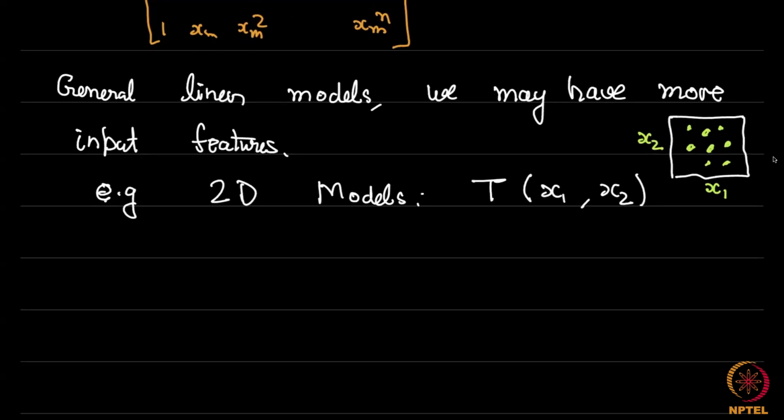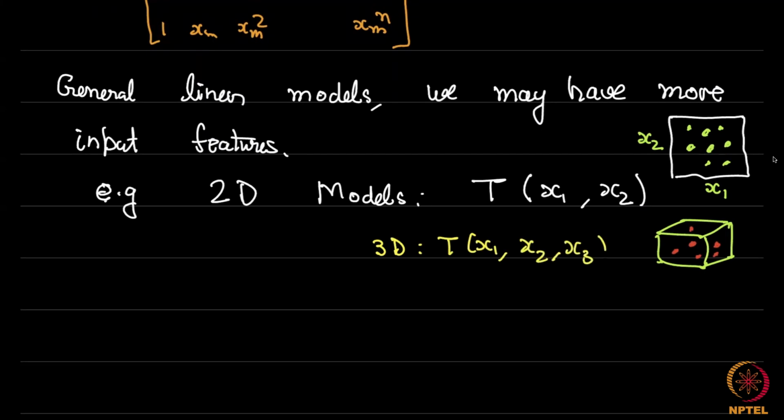And of course, three-dimensional. Let's say you have some semiconductor, a chip, and you want a temperature model within there. Of course, now it is going to be a function of three variables. So in 3D, you will have things like T of x1, x2, x3. Now, let us say you have a case like this, and you have a linear model.